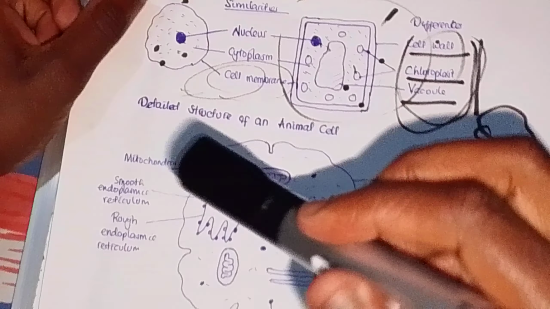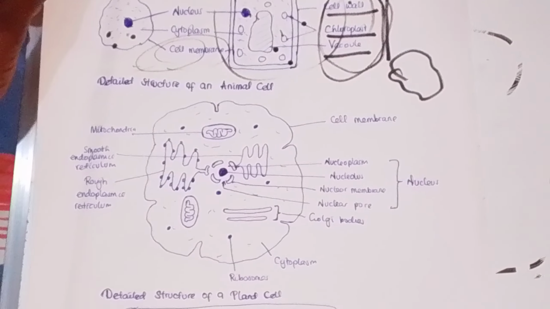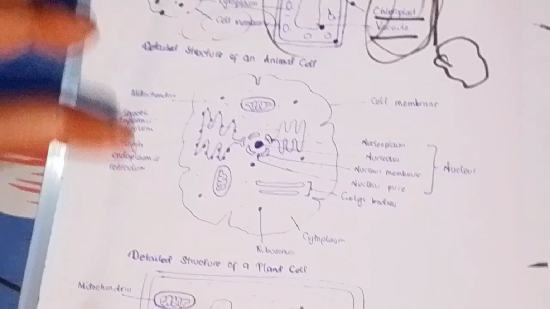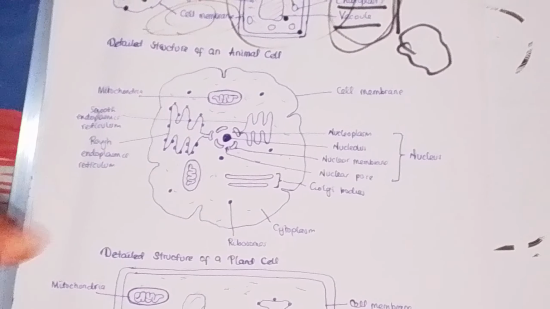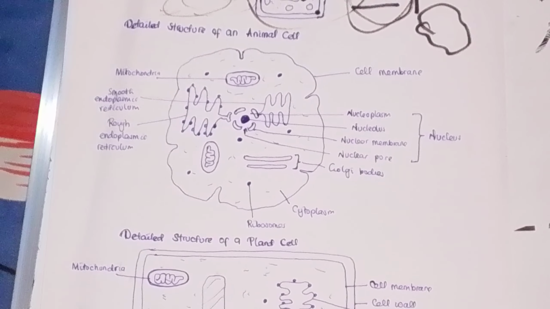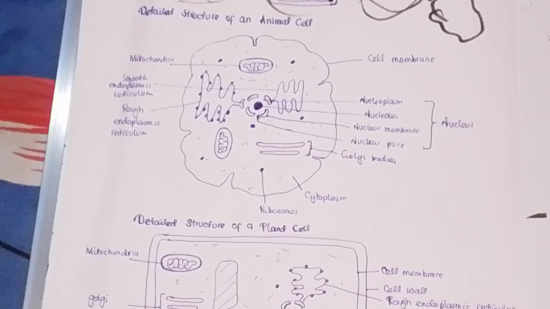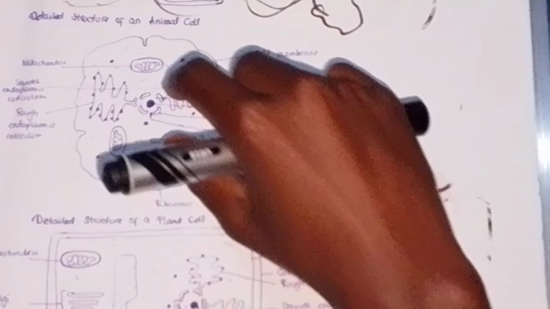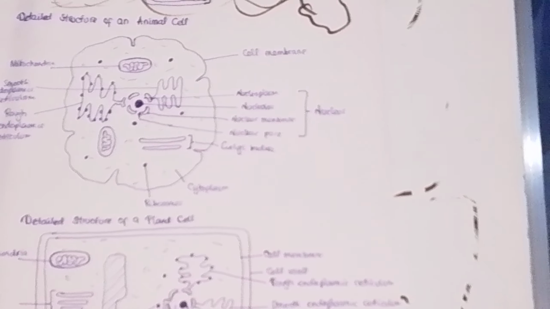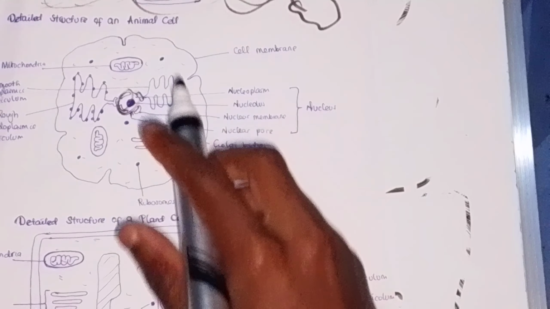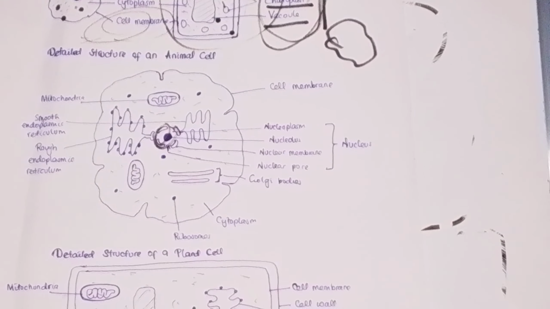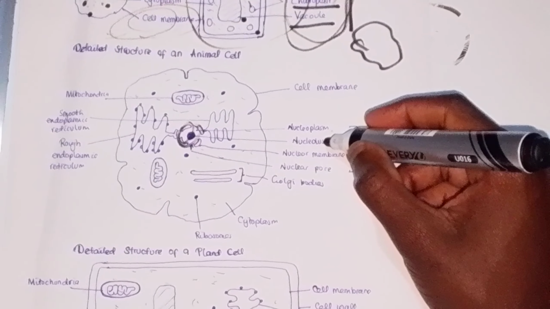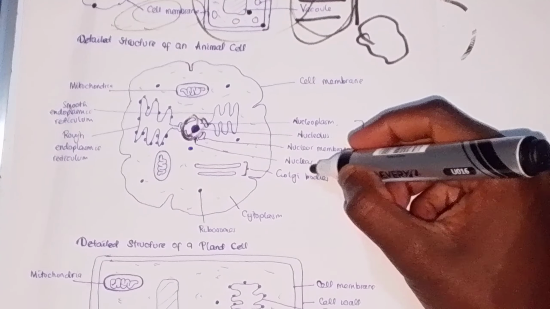This is how a cell appears under a simple microscope. Now when you use an electron microscope, it will show a detailed structure of an animal and plant cell. There are certain structures that will appear when you're using a different type of microscope. When you're using an electron microscope, this is how an animal cell looks. The nucleus is made up of other parts: the nucleoplasm, the nucleolus, the nuclear membrane, and the nuclear pore.